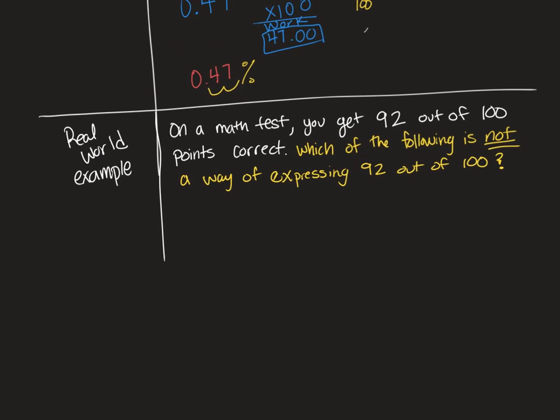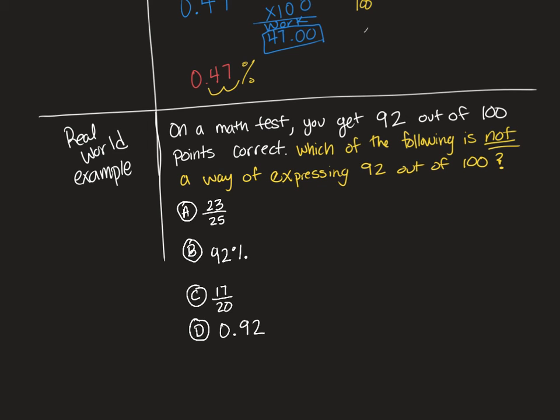And I'm going to give you the multiple choice questions. So the multiple choice ones are A, B, C, and D. And A is 23 out of 25. B is 92%. C is 17 out of 20. And D is 92 hundredths, or 0.92.